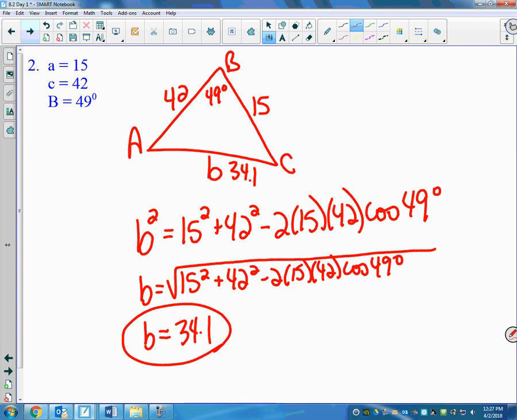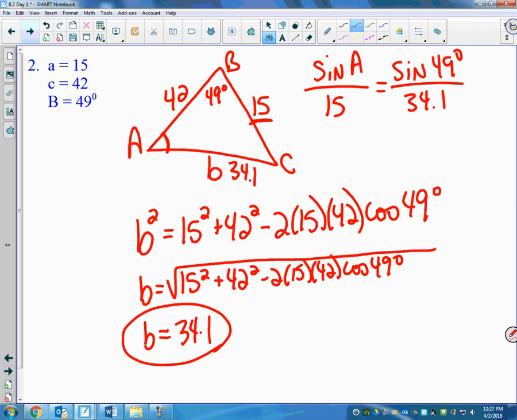Which angle should I solve for first, angle A or angle C? Hopefully you said angle A because it's across from the smaller side. So that way, if it's obtuse, then it's going to have to be across from the bigger side. So that's why we do that. So I'm going to say sine of A over 15 equals sine of 49 over 34.1. And I'm just going to do this all at once on my calculator.